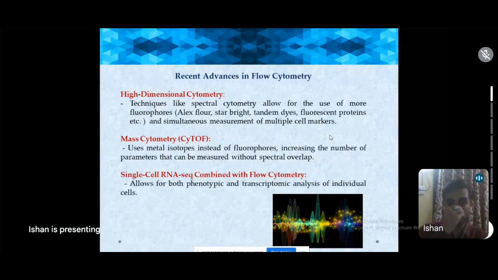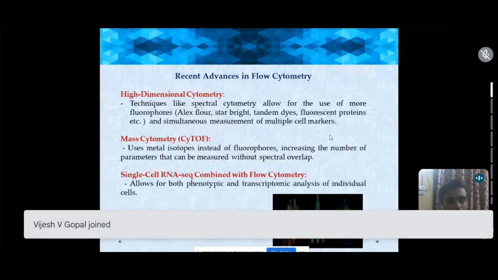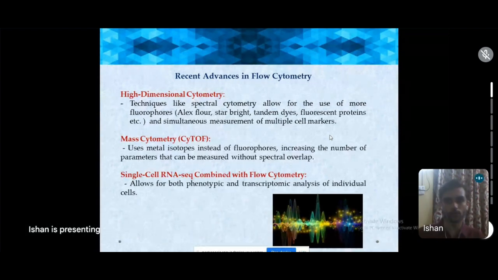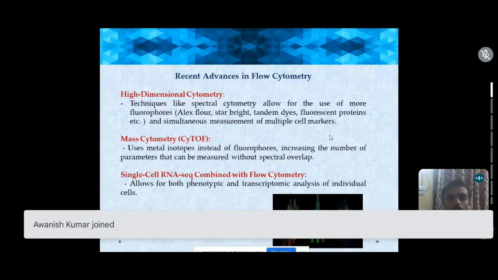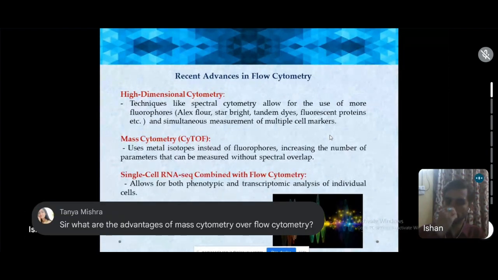Third is single cell RNA sequencing combined with flow cytometry. As I was telling you, apart from PCR, the next technique becomes flow cytometry. The third technique is about sequencing. We talk about RNA-seq, DNA, transcriptomics, or protein analysis. Then single cell analysis is also there. Single cell RNA sequencing combined with flow cytometry allows both phenotypic and transcriptomic analysis of the individual cell.